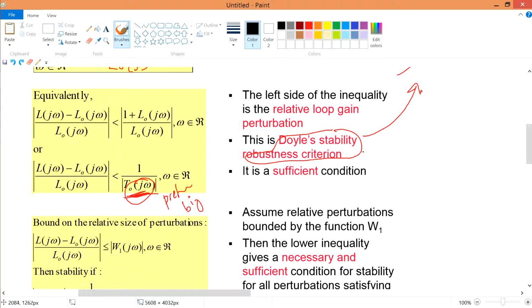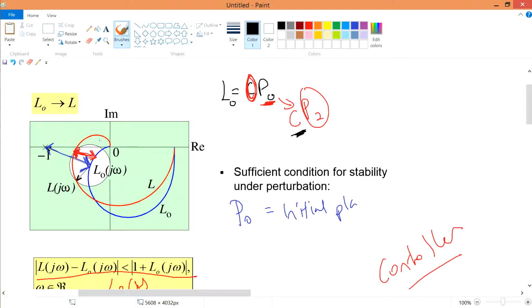And hence, Doyle stability robustness is for control, and it also acts as a bounded system. They bound the distance between your L0 and L within your 1 plus L0, the very larger range. So you actually bound them at this thing. This condition bounds what you are looking at, and therefore creates a better understanding of what is considered robust or not to a certain extent.